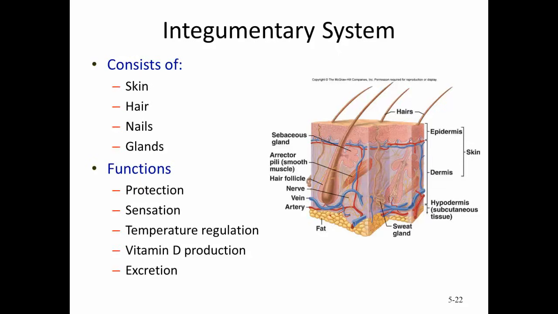Vitamin D production. Okay, as skin is exposed to ultraviolet rays, it produces vitamin D. And then excretion. Like I said, we can excrete things like oils. We can secrete perspiration, sweat to help cool us. And sometimes we can even secrete or excrete waste products.